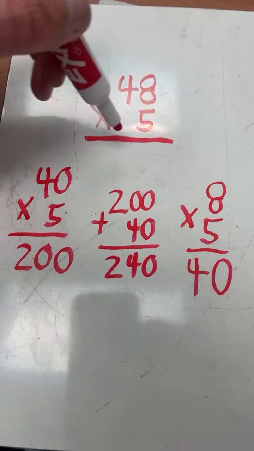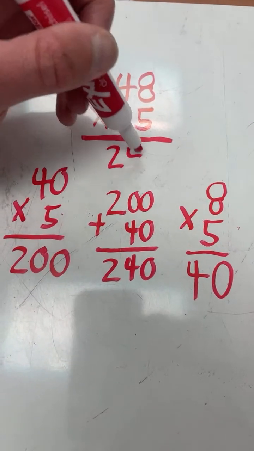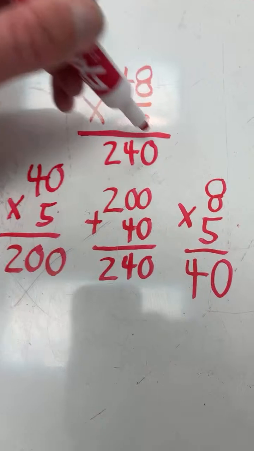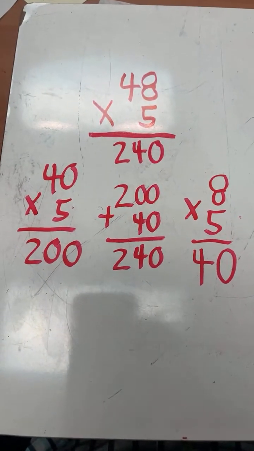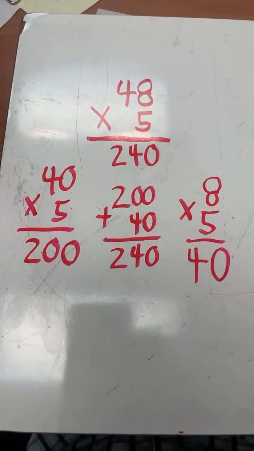All right, so 48 times 5 equals 240. All right, next example. I think I'm going to do one more example, and then we're going to call it a video.